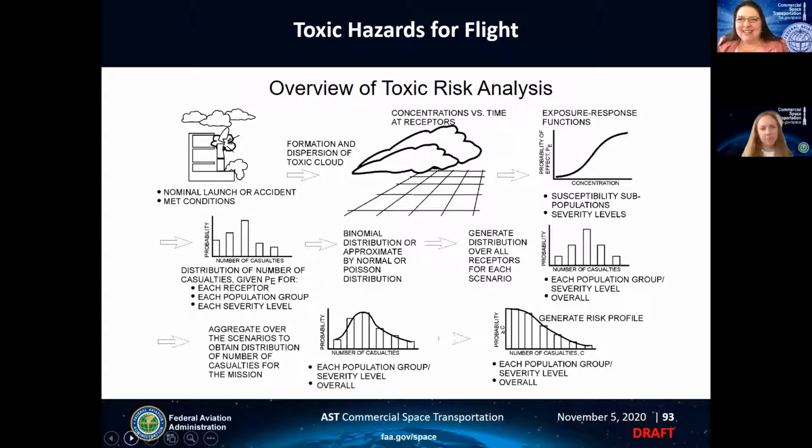And this distribution will be generated over all the receptors for each scenario, looking at each population group and their severity level and overall. So then we'll aggregate that over the scenarios to obtain a distribution of the number of casualties for the mission. And again, looking at each population group, severity level, and overall to get the end product, the risk end product being the risk profile at the bottom right, as you see there. The total risk in this case will be the area under the curve. So next slide, please.